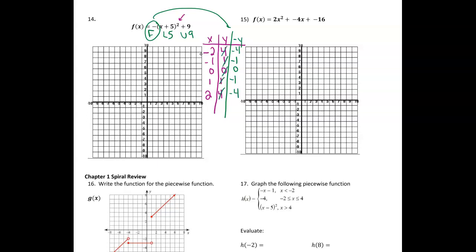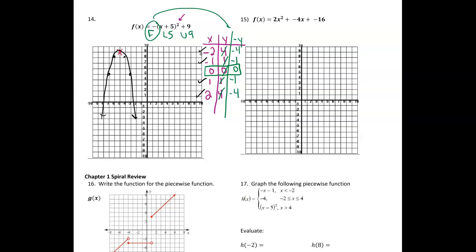So the first point I'm going to graph is 0, 0, and I'm going to move it left 5, up 9. And then from here, we're going to call it X marks the spot. I will be going, let's see, left 2, down 4, left 1, down 1, I'll go right 1, down 1, and I'll go right 2, down 4. And there's my U.